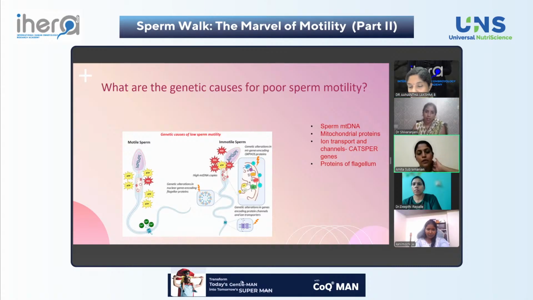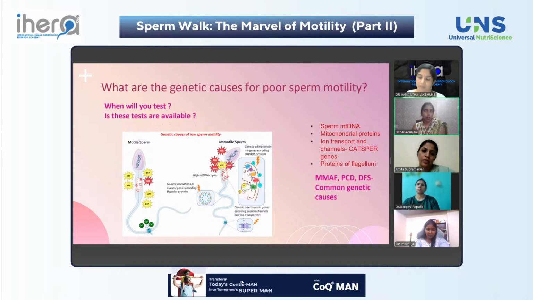So when will you test for genetic causes? What is your indication? Usually in semen analysis, we check for motility. If it is less than 40%, we check for vitality. So when to check for the genetic causes? If the motility is maybe less than 20% and the vitality is less than 20%.